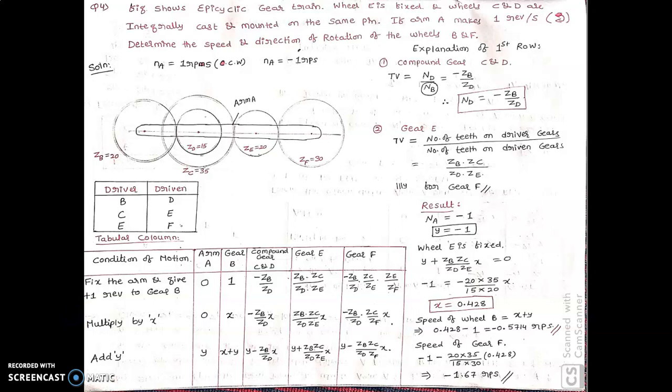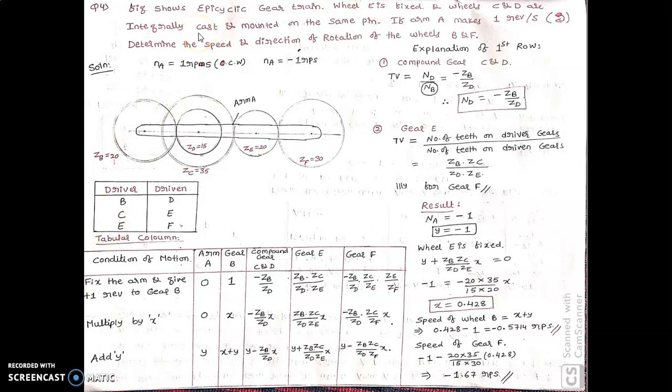In the previous lecture we have seen one question on the tabular column method. So in this class we will try to learn some more questions on the gear trains. This is the video lecture part 6 on the gear trains. Okay, so we'll see the next question.